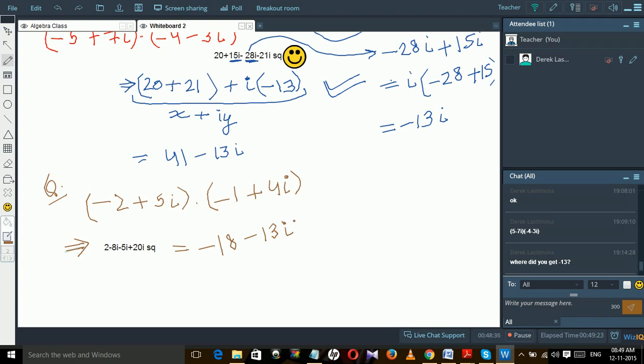Okay, I'll write it down for you. Very good. Can I write directly minus 18 minus 13 iota? This is your minus 20 when you put the value of iota square. So minus 20 plus 2 gives you minus 18. And minus 8 iota plus minus 5 iota gives you minus 13.